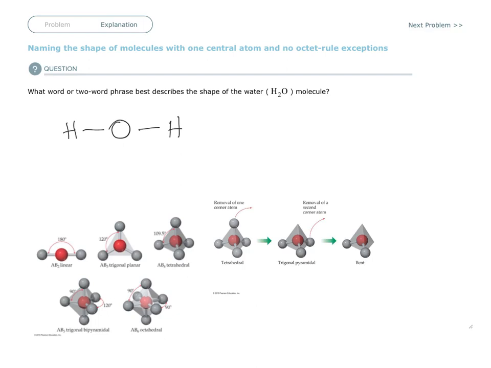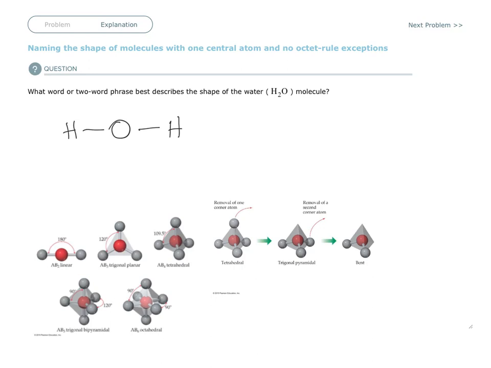How many valence electrons are on oxygen? Oxygen's in group 6, so there's 6. Hydrogen's in group 1, so there would be 1 and another 1, so there's 8 total. So I have 4 pairs to play with. I already have 2. The 2 bonds are 1, 2. So I need 2 more sets of pairs.